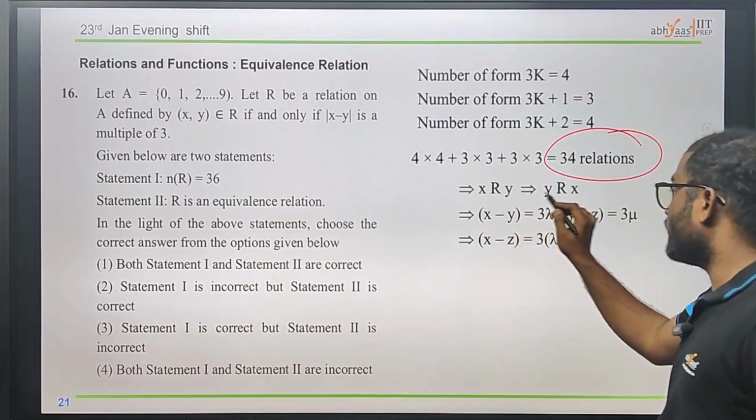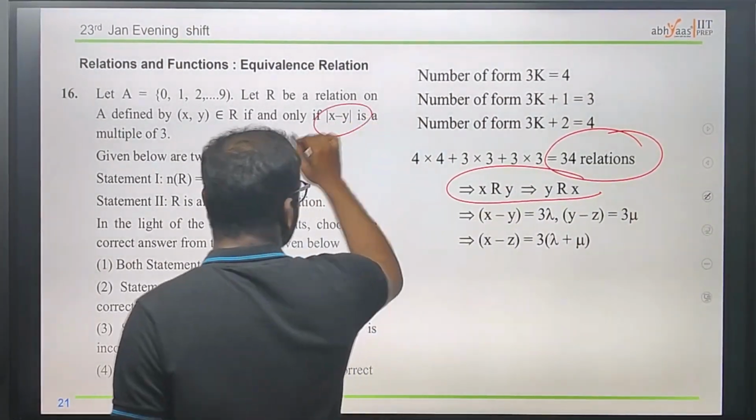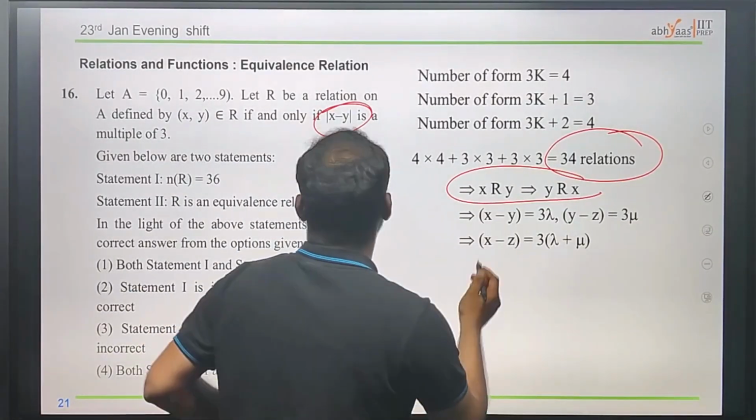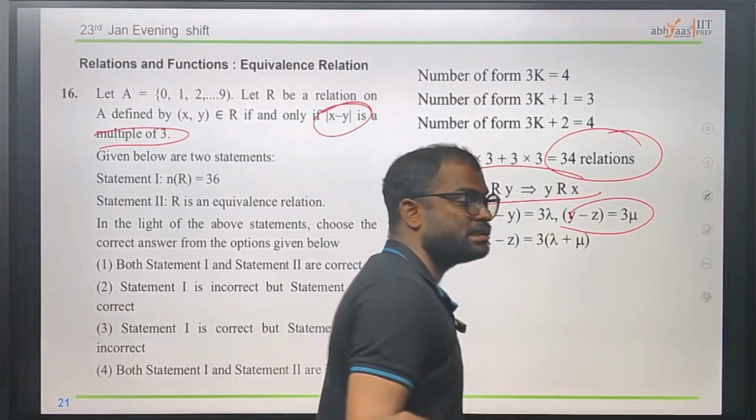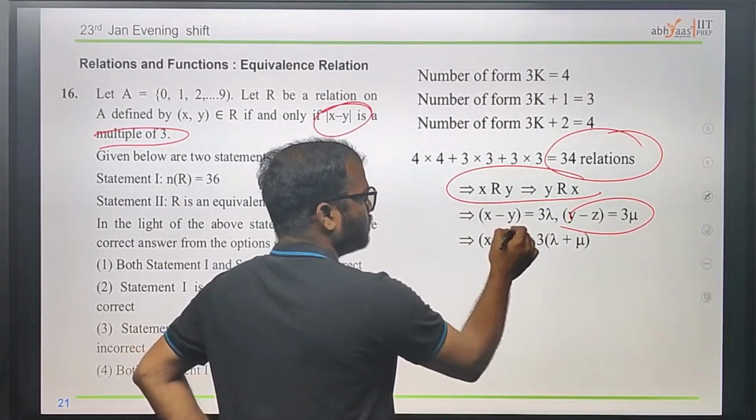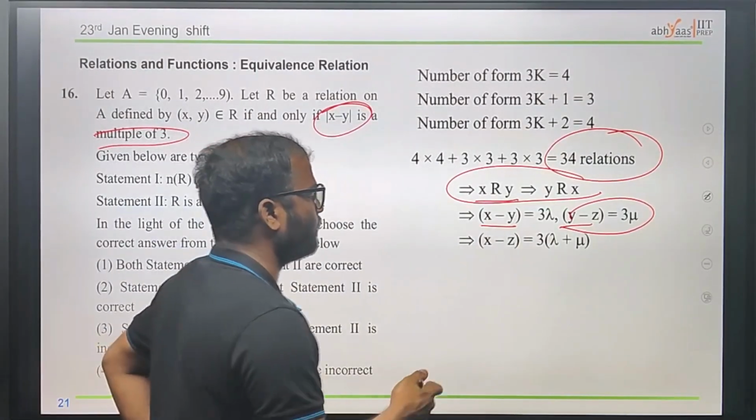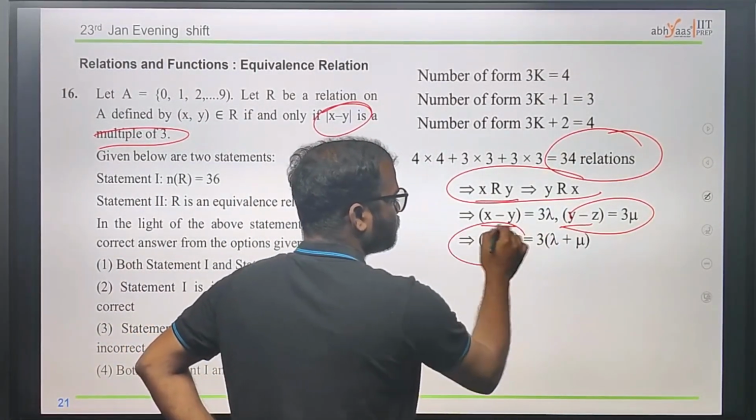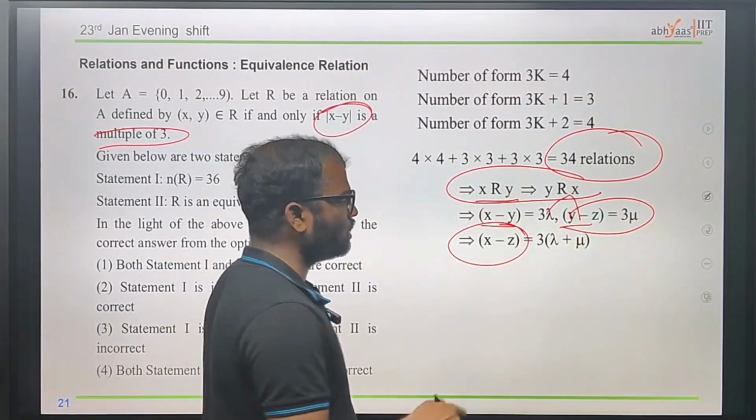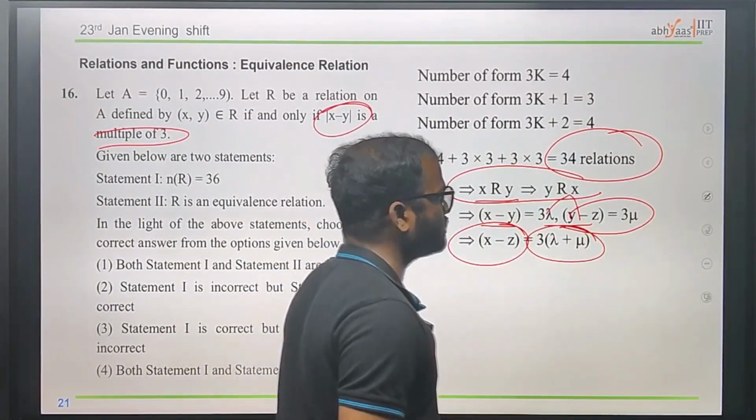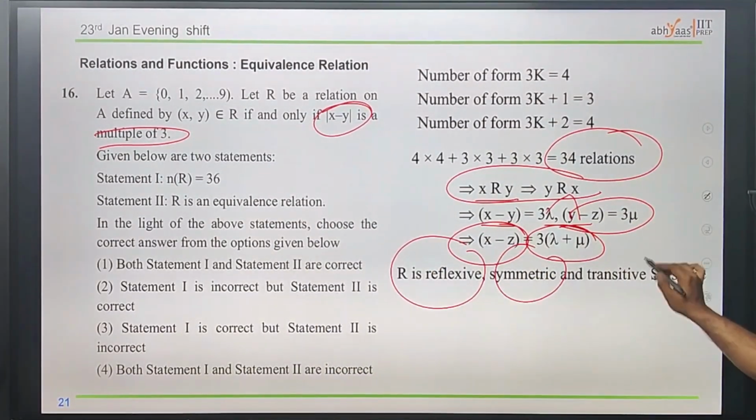Now if x is related to y, then y is related to x. That means x minus y is equal to 3 lambda, a multiple of 3, and y minus z is equal to 3 mu. We are just assuming it. This means x is related to y, and we are checking the equivalence relation here: x minus y, y minus z, and x minus z. Using these 2 terms, we check the equivalence, which means it is satisfied. Now if R is reflexive, symmetric and transitive, S2 is true.